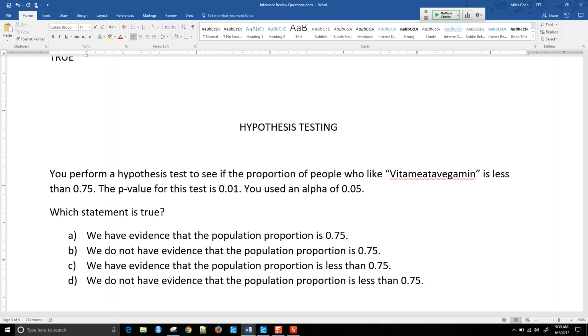Okay, it says you perform a hypothesis test to see if the proportion of people who like some product, which we'll call Vitameatavegamin for this example, is less than 75%, is less than 0.75, okay? We'll say we did all of the math. The resulting p-value for this test is 1%, and we used an alpha of 5%, okay? So which statement would we say is true?